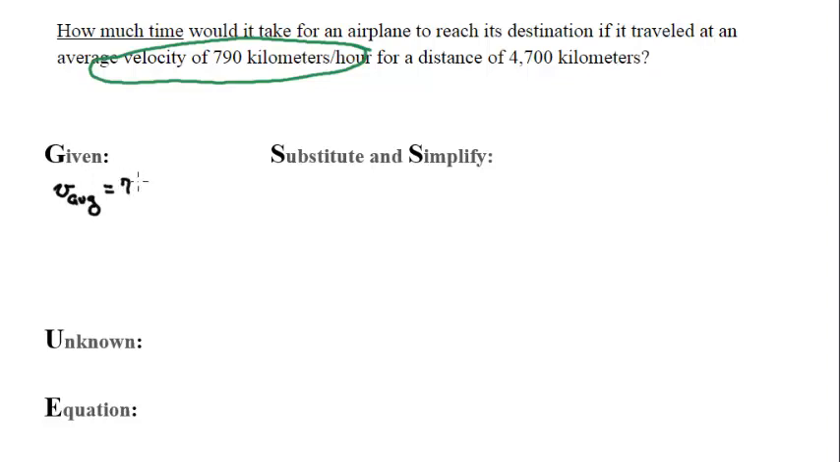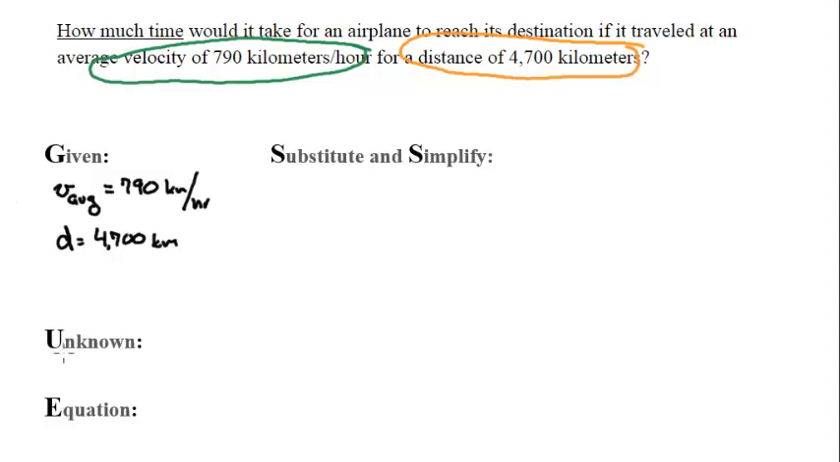equals 790 kilometers per hour. Okay, and then it also tells me a distance of 4,700. So that's d equals 4,700 kilometers. Okay, pretty good.